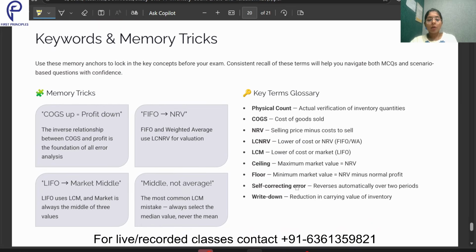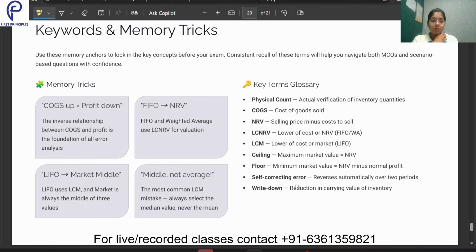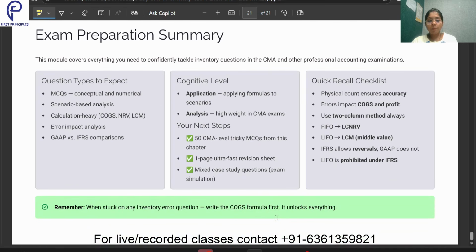Then what are some keywords and some memory tricks which have been given to you guys? So please remember these. It's very, very important. And if you are thorough with these words, if you have understood clearly, you will be good to go with this chapter. Then how to prepare for the exam: preparation summary, what type of questions to expect, application based, analysis based. So what you can do next is solve some tricky MCQs for this chapter. Then you can make a revision sheet for yourself. Okay, then these are the things you should quickly recall for your exams.